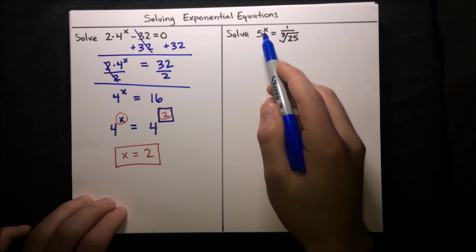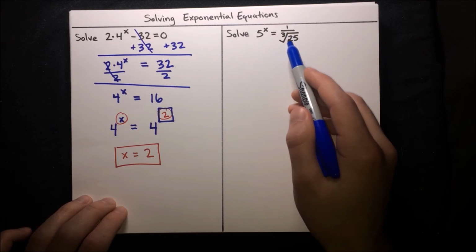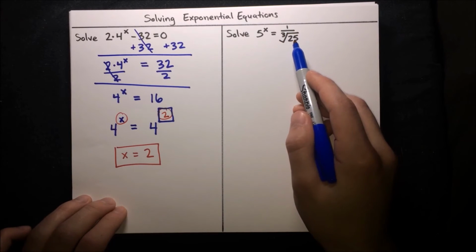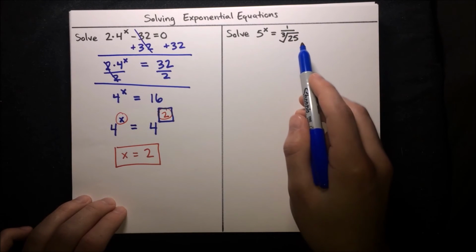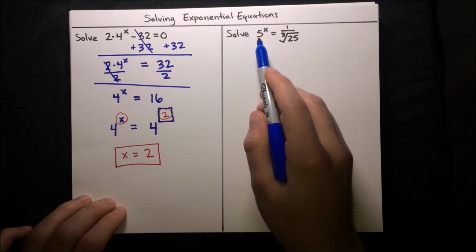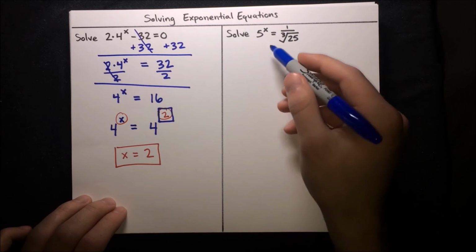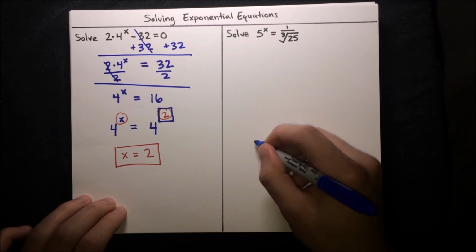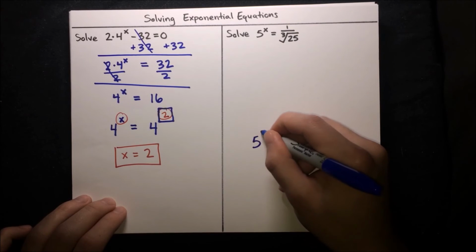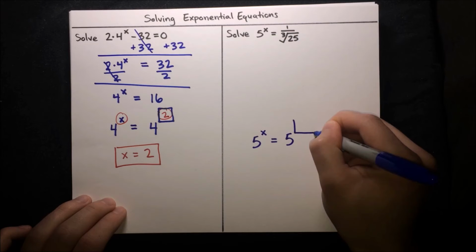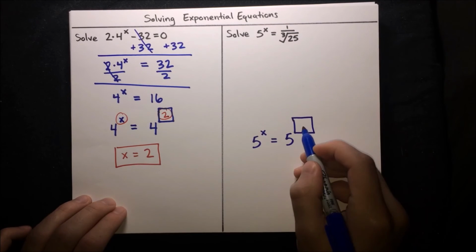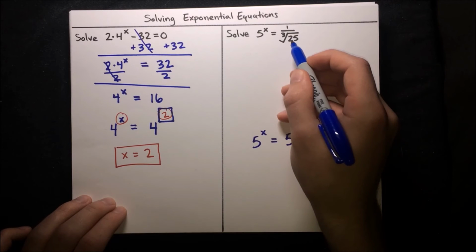Solve 5 to the x equals 1 over the cube root of 25. This one's a little bit trickier, but the idea is still the same. We want to get that right-hand side here to look like the base 5 raised to some exponent. So let's skip a few lines here to leave ourselves some room for work, but we want to get to a situation where 5 to the x is equal to 5 to some other exponent. So we just need to figure out what is that other exponent. And to do that, we'll have to manipulate this right-hand side a little bit.